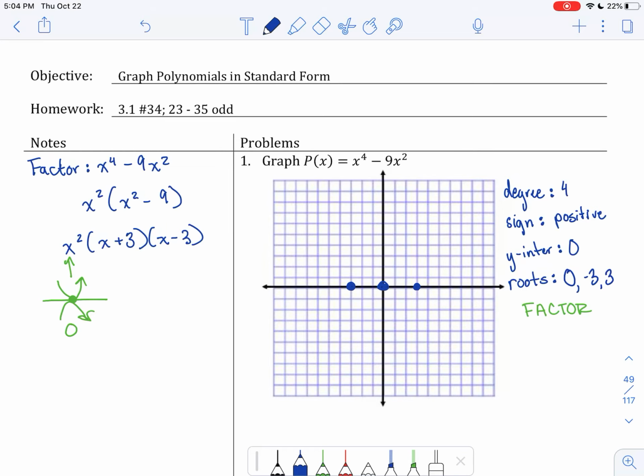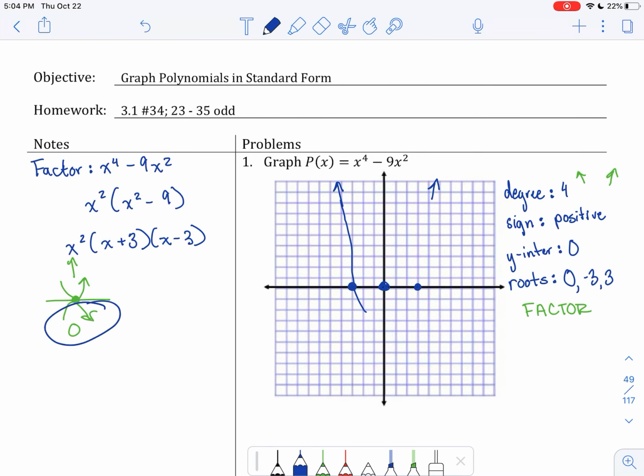Now, we have an even positive, so that means our endpoints are going to go up like so. So we're graphing. We're going to have an endpoint like this, an endpoint like this. And so it's coming down from here, and it's going to go through, since that's not the one that's a multiplicity. Now we're on this side of the x-axis, so it's going to do this, and then come back up and connect like that. And there's our sketch of x to the 4th minus 9x squared.